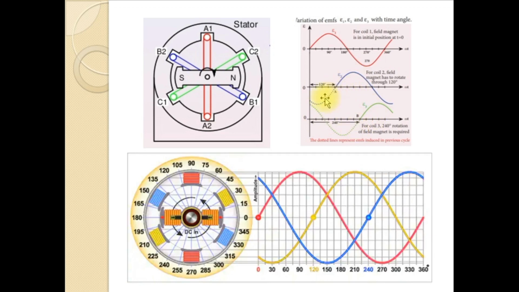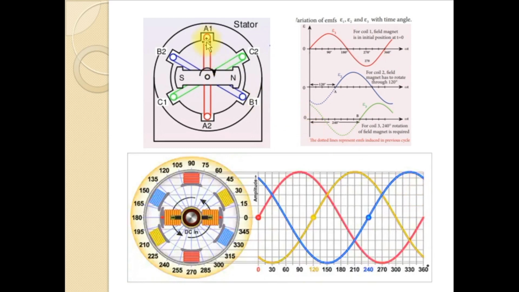And here you can see that this dotted waveform represents the voltages generated in the previous cycle, and this is a complete variation of the cycle. If the rotor is rotated continuously with an angular velocity omega, a continuous waveform like this will be obtained.